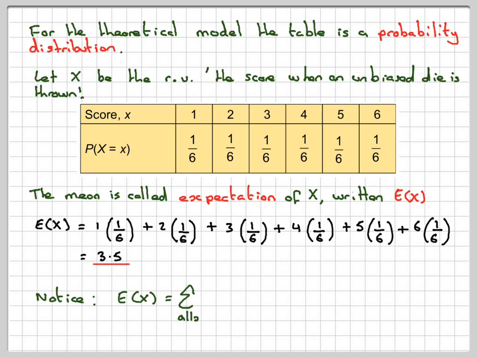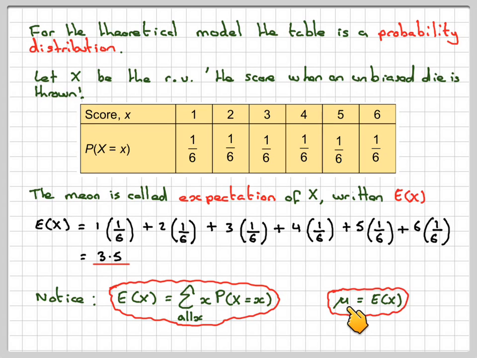Notice that E of x is the sum of all x times the probability that X is equal to x. So what we did is this times this, and then we added them all up to sum them all. Sometimes this is known as the population mean, as opposed to a sample mean, which we calculated in the first part of this, and the population mean is the expectation of x.